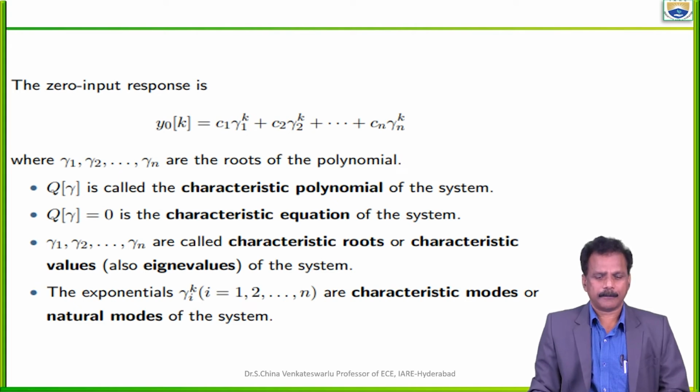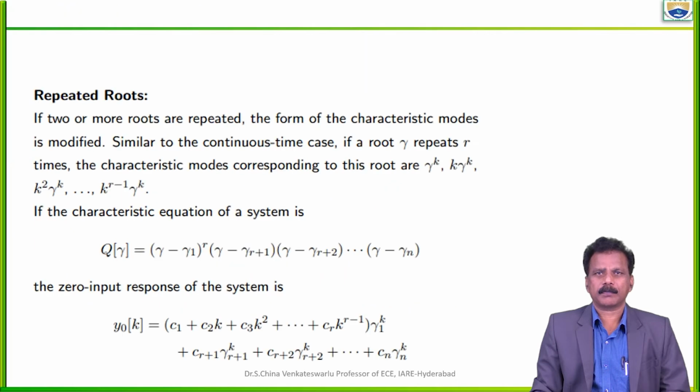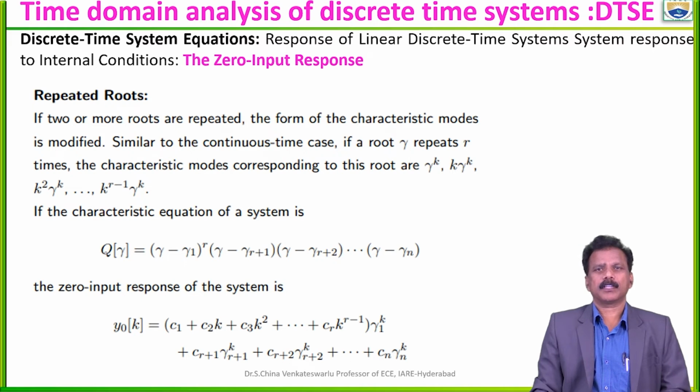Based on that, the zero input response can easily be analyzed. The exponential or characteristic modes are the natural modes of the particular system, based on the zero input response. Now consider repeated roots. If two or more roots are repeated, the form of the characteristic modes is modified, similar to the continuous time case.